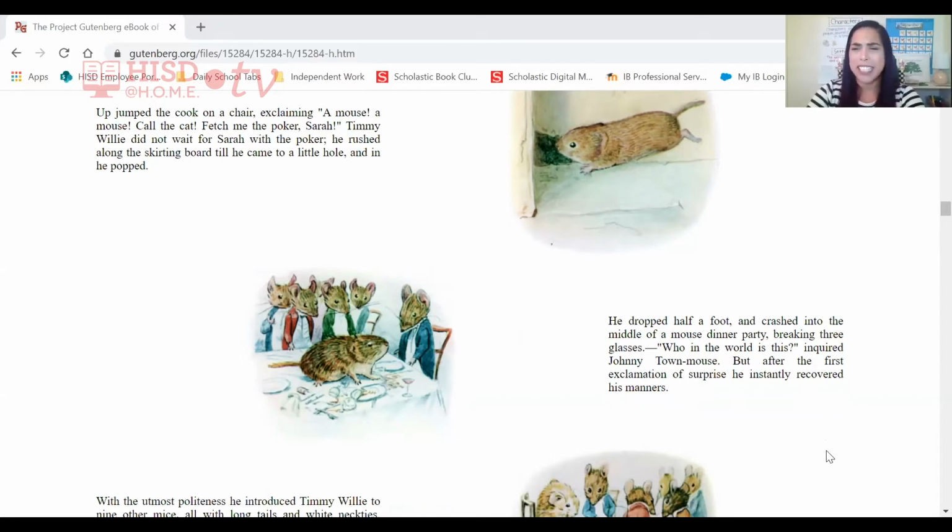"Who in the world is this?" inquired Johnny Town Mouse. But after the first exclamation of surprise, he instantly recovered his manners.